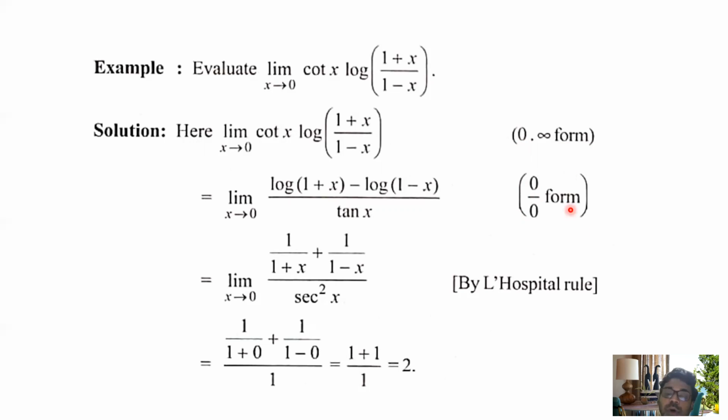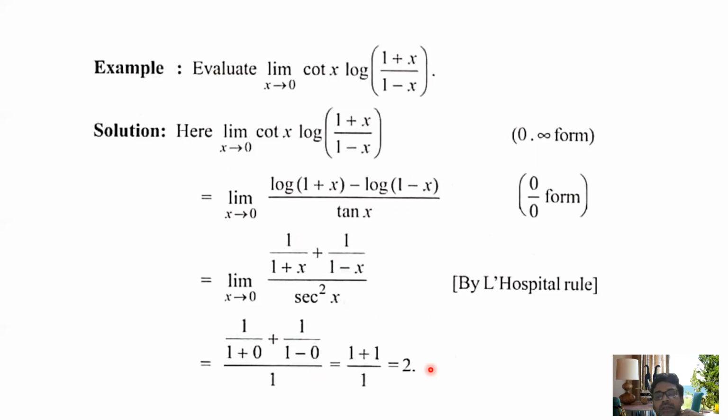If I have a 0 by 0 form, we already know how to solve and find the result. Same way, by using L'Hospital's rule, now differentiate this: 1 by 1 plus x plus 1 by 1 minus x. Tan x derivative is sec square x. Now you substitute the value. Can you find the finite result? Just to check, 1 by 1 plus 0, 1 by 1 minus 0. Ultimately here you have a finite result. 1 plus 1, that is 2, and here sec 0 is 1. So ultimately you have 2 by 1, which is equal to 2.